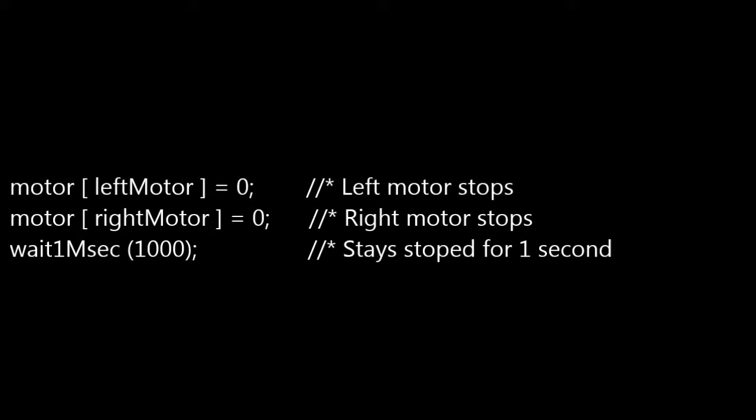This next line is telling the left motor to go to 0, which means that the left motor stops. The same thing is happening to the right motor, as it also equals 0. It will stay like this, stopped, for 1 second.